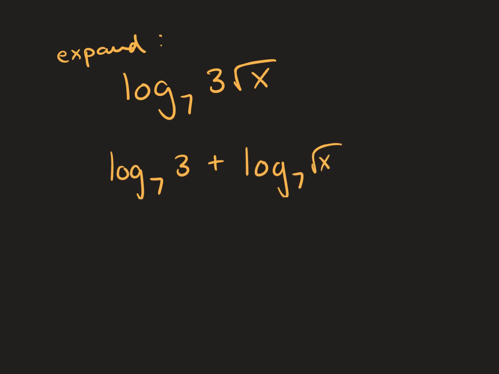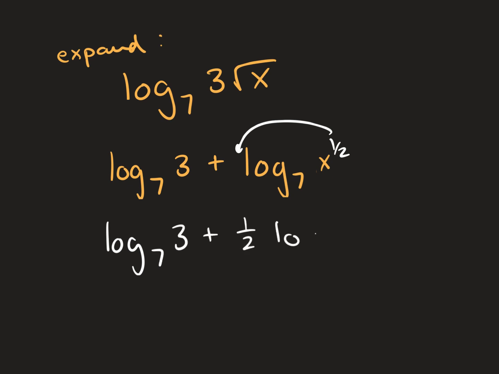But I can still simplify it. Perfect. We would change x, the square root of x, to be x to the power of 1/2. And what do I do with the exponent? Put it in the front of that log, because that's the only thing that has the exponent. So log base 7 of 3 plus 1/2 log base 7 of x. So be very careful whenever you see a square root, you can change it to be an exponent.